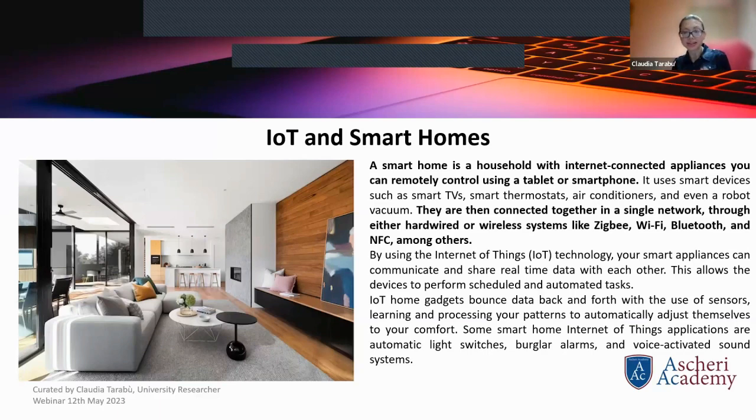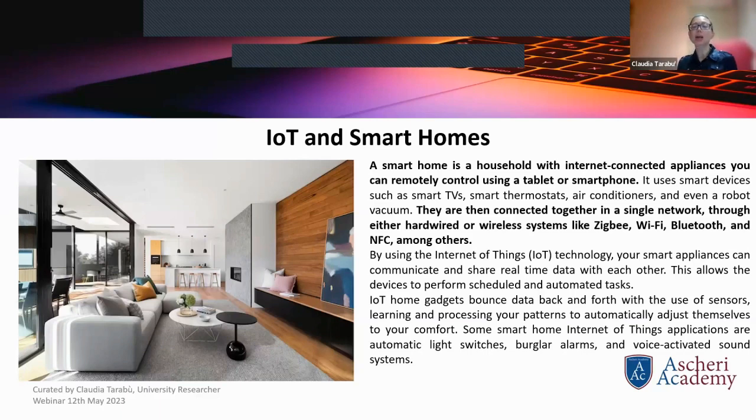By using the Internet of Things technology, your smart appliances, like, for example, the dryer, the washing machine, or some cooker, can communicate and share real-time data with each other. So this allows the devices to perform scheduled and automated tasks. So I think that for those of you that are particularly busy with your work, with your daily commitments, this field of smart homes, this possibility of remotely controlling the smart appliances, is something that is very exciting for those of us, those of you, or those of us that are particularly busy.